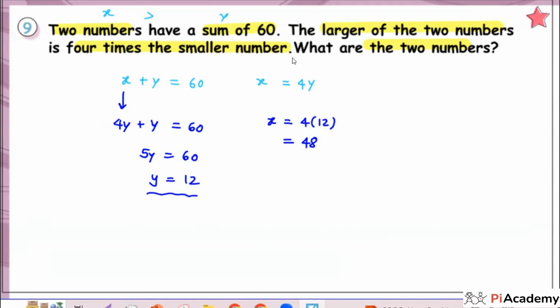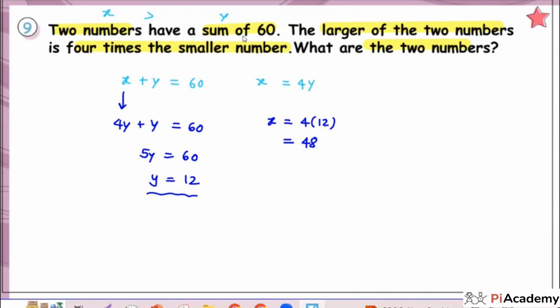Stay mute. Okay. The larger of the two numbers is 4 times the smaller number. So if I'm saying my x is the larger, it means what happened? Y is a smaller number, right? Yeah, y is a smaller number.